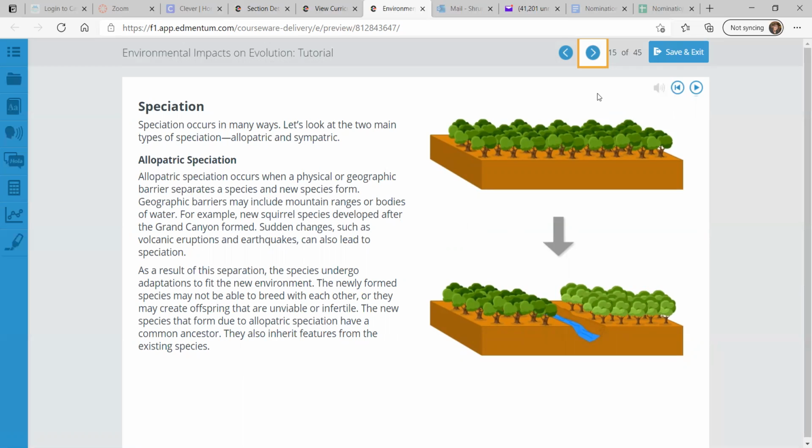As a result of this separation, the species undergo adaptations to fit the new environment. The newly formed species may not be able to breed with each other, or they may create offspring that are unviable or infertile. The new species that form due to allopatric speciation have a common ancestor. They also inherit features from the existing species.